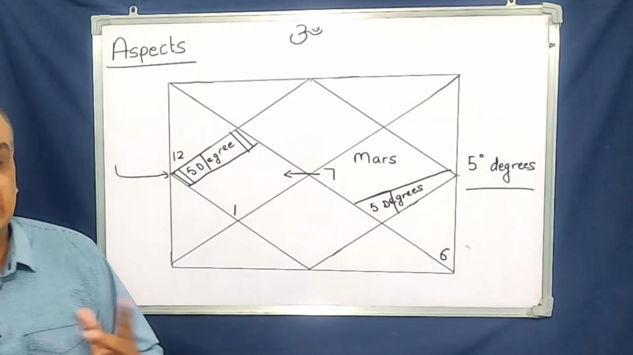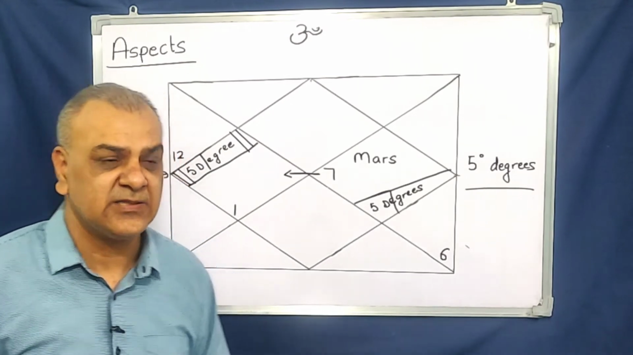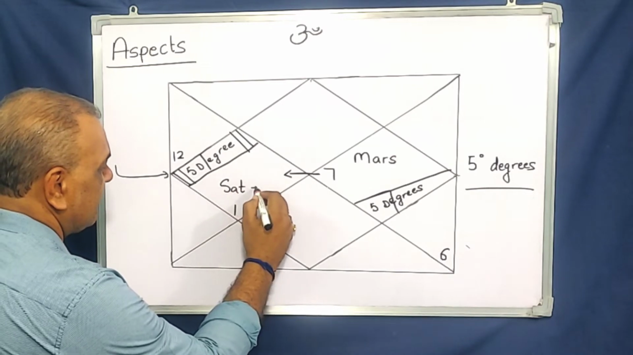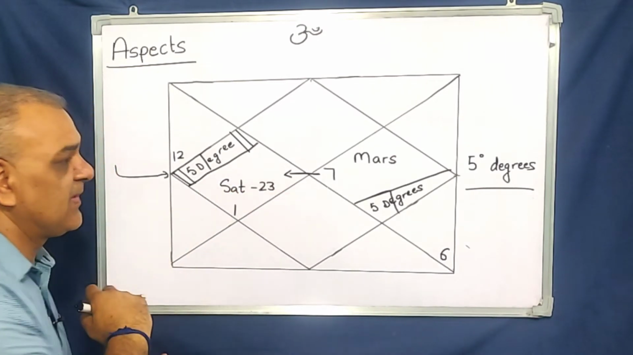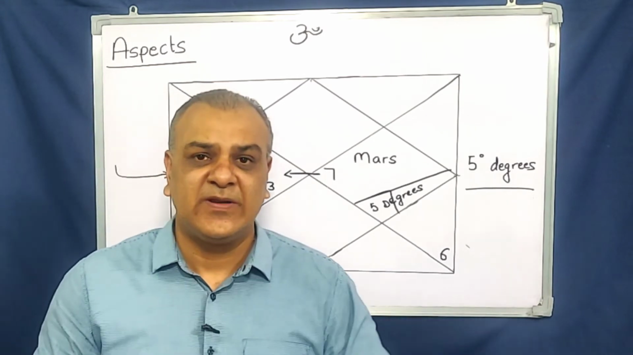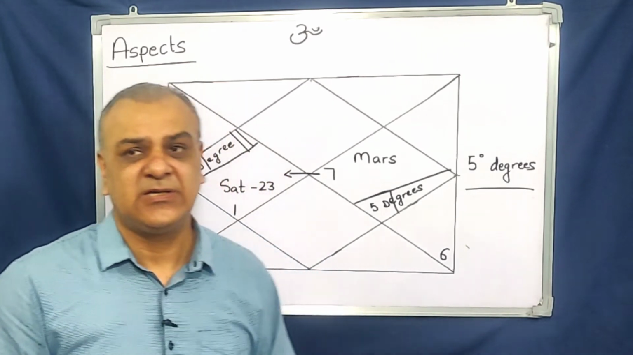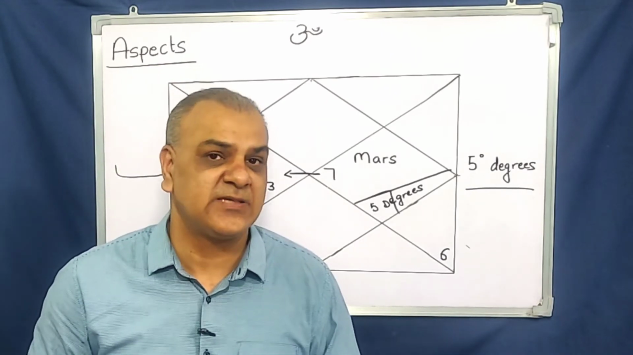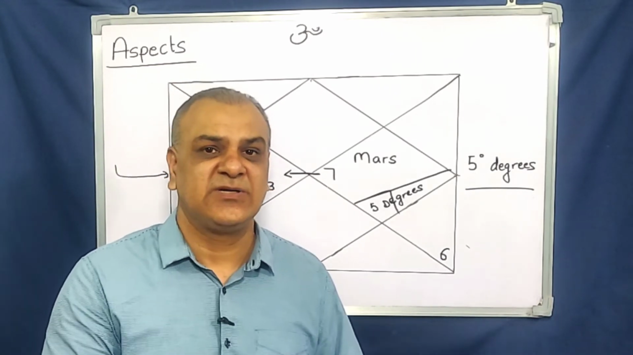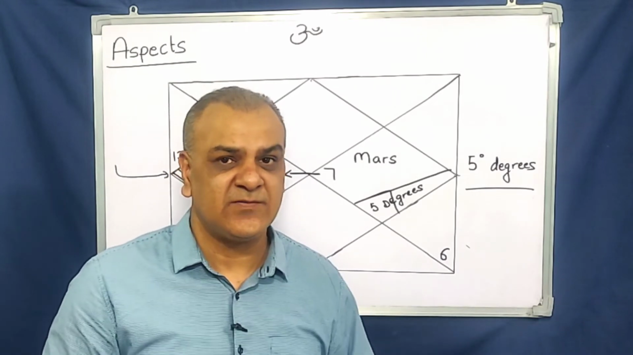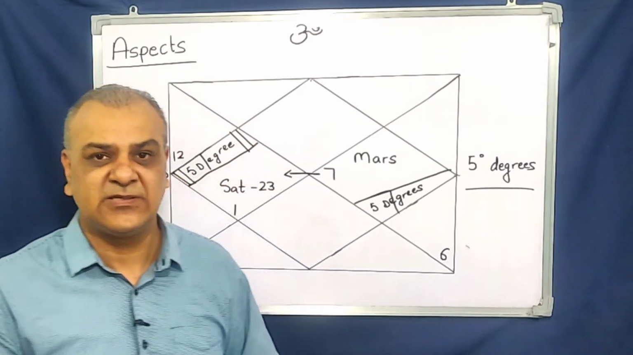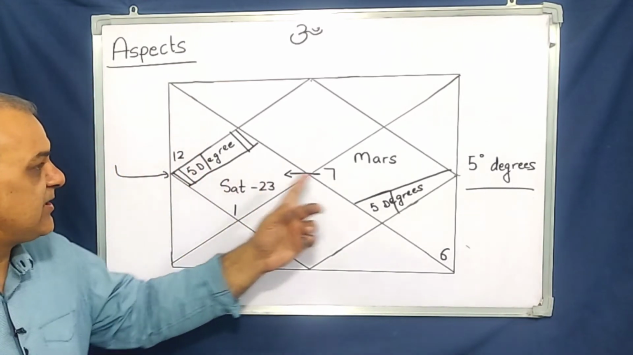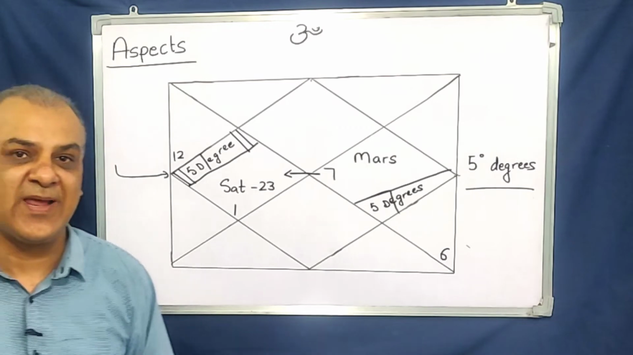So now let's move further ahead. What is the another rule? Let's say Saturn is placed here at 23 degrees. Normally when you analyze a chart, you will just have the notion that Mars and Saturn are aspecting each other. There will be struggle in life, there will be bloodshed, there will be disputes, there will be fights, a lot of predictions can come. But before that you need to know the degrees of both the planets.